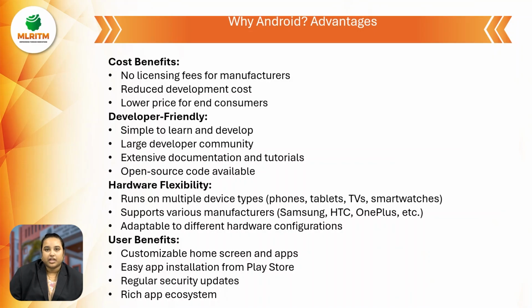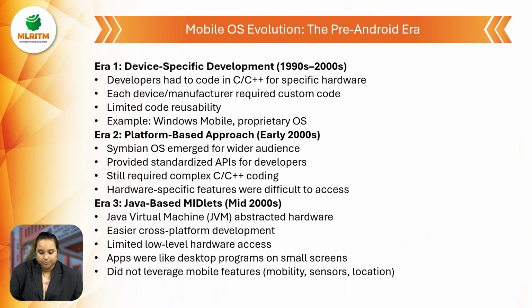User benefits for Android are a customizable home screen and apps. We can change our home screen and adjust apps the way we want. App installation is easy because we can download from the App Store or Play Store, and we get regular security updates, so we can update our phone. It also has a rich app ecosystem.